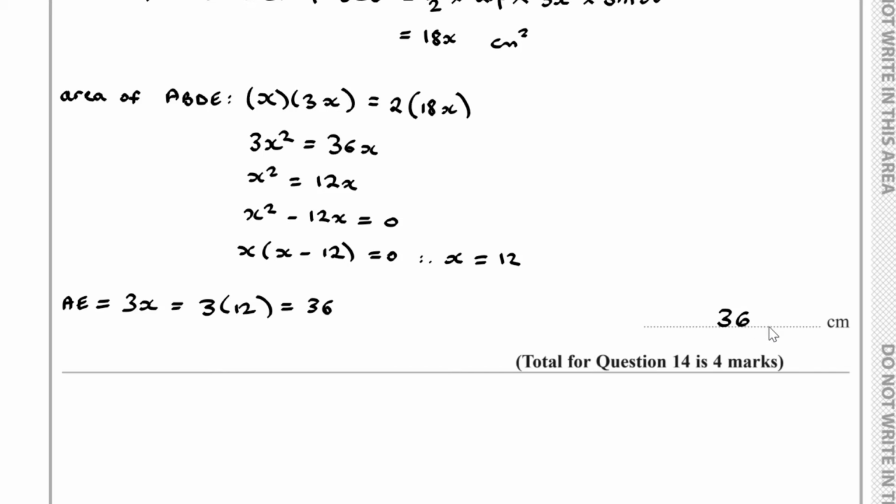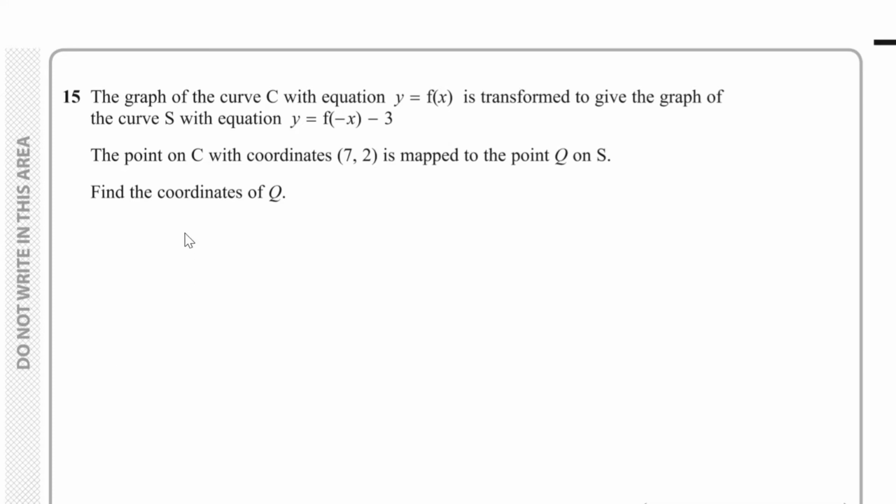So we have AE, which is equal to 36 centimetres. Question 15. The graph of the curve C with equation y equals f of x is transformed to give the graph of the curve S with equation y equals f of minus x minus 3. And the point on C with coordinate 7, 2 is mapped to the point Q on S. We have to find the coordinates of Q.